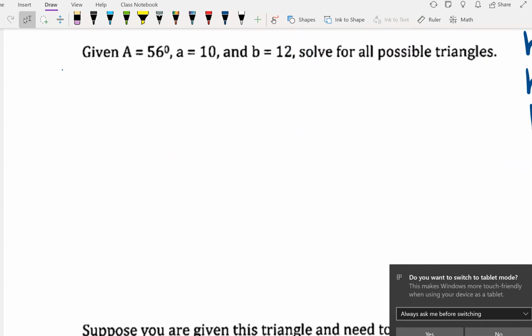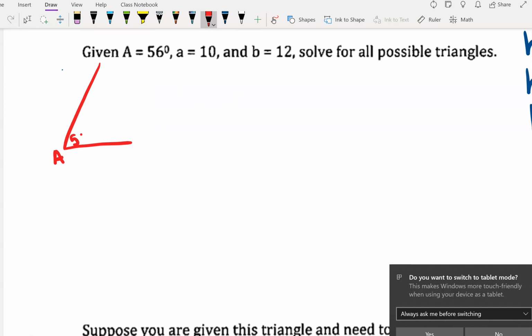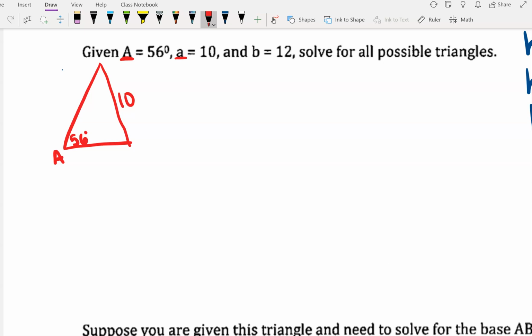Alright, so the first thing you're always going to want to do is draw a diagram. I try to draw my diagrams pretty similar every time, just to be consistent. So I usually draw my angle in this corner. So this will be 56 degrees. And if this angle is big A, little a is always opposite of that, just a reminder. So little a is going to be opposite of big A, so that's going to be 10. And then B, it doesn't matter which one B is, but I'm going to put B right here. If this is B, then this will be uppercase B, leaving this to be uppercase C and lowercase c.